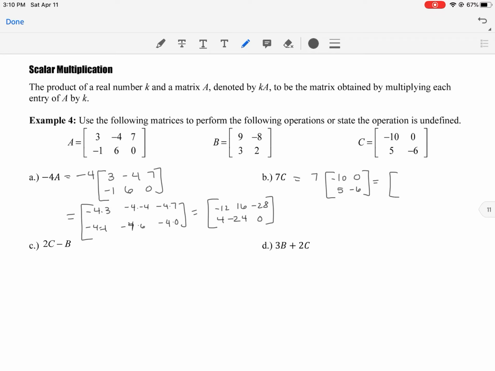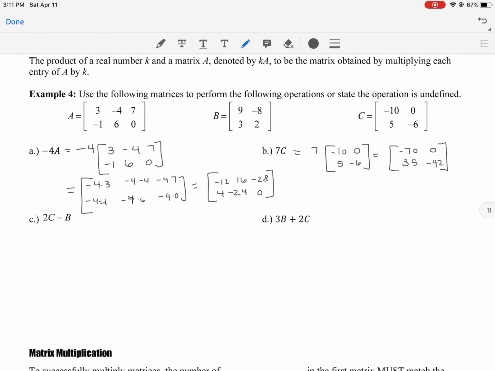So when we're doing 7 times C, we're doing 7 times each of the elements in matrix C. So 7 times -10 is -70, 7 times 0 is 0, 7 times 5 is 35, 7 times -6 is -42.